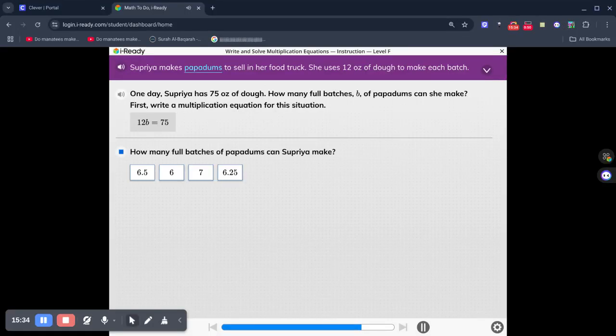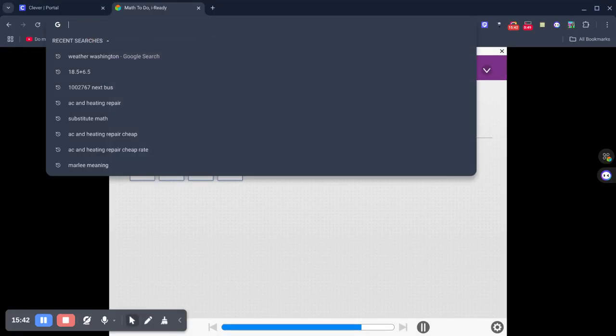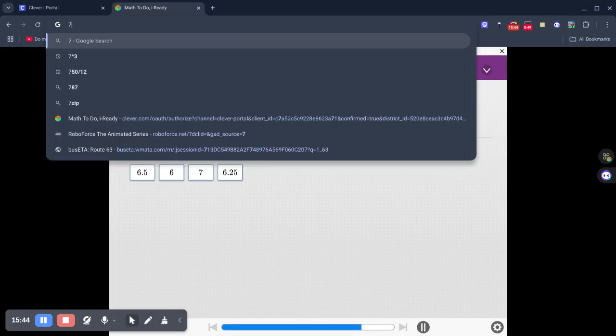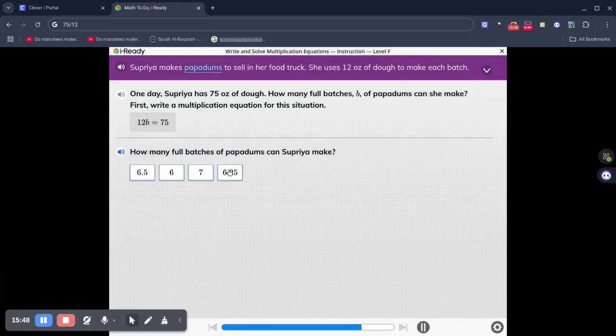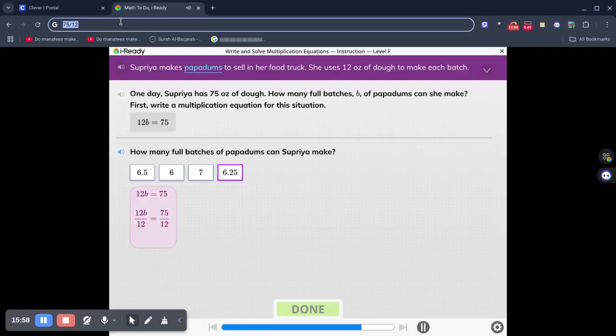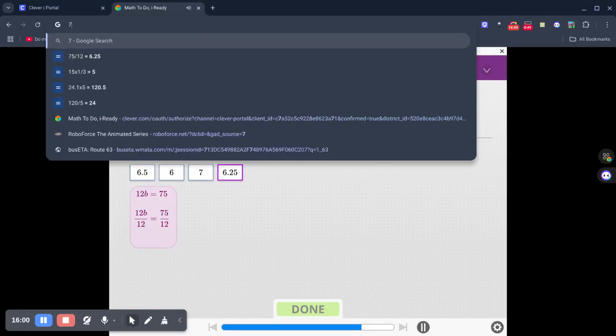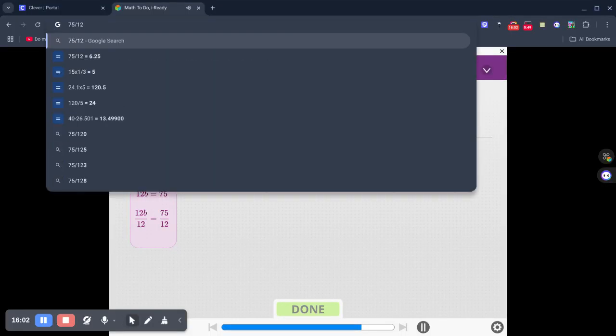How many full batches of papadums can Supriya make? Solve the equation 12B equals 75. Divide both sides by 12 to get B by itself. Your answer should be a whole number of batches.